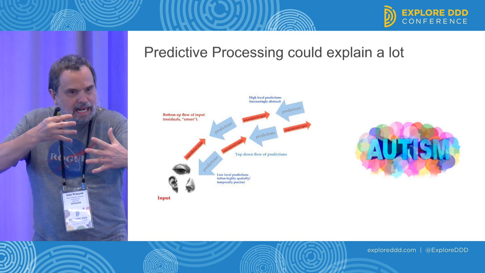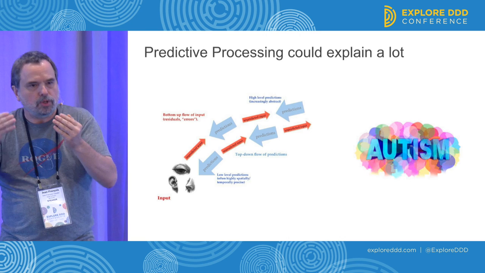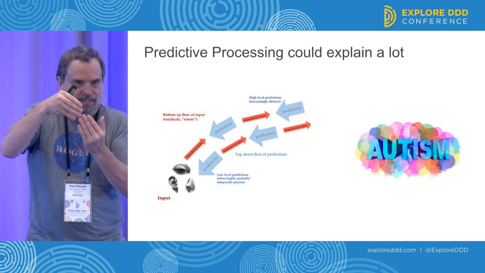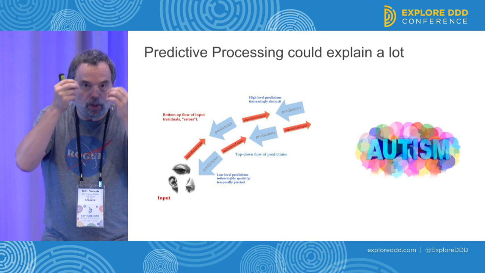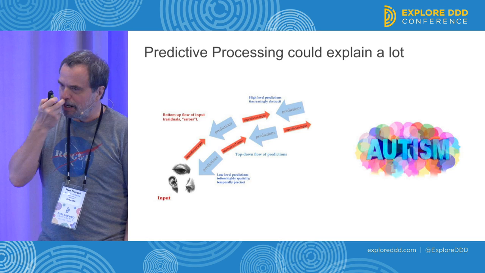So this delicate balance, this interplay between the strength of the sensory input and the strength of the predictions, whether they cancel out or not, can go askew. And actually, even when it doesn't go askew, that's something we tune all the time in our daily life. So there's a lot that can be explained with predictive processing, and it's a very exciting subfield of neuroscience.